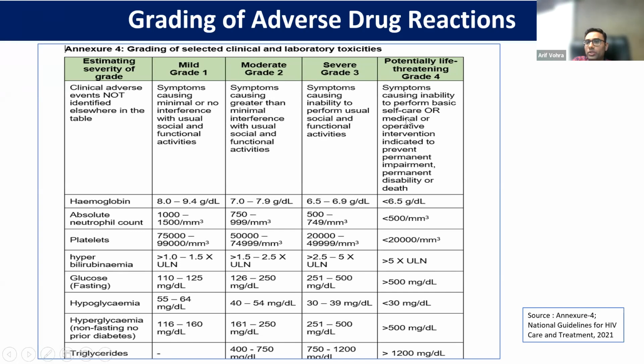Life-threatening is any symptom which causes a problem with basic self-care, or may lead to impairment, permanent damage, disability or death, and will be classified as a potentially life-threatening condition. Here we can give a value of hemoglobin, neutrophil, platelets, and so on; a list has been given. So based on your lab value, you can classify it as mild, moderate, severe, and potentially life-threatening. You can go through the table and decide.